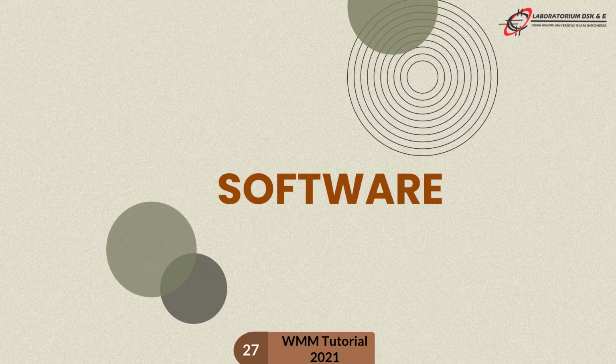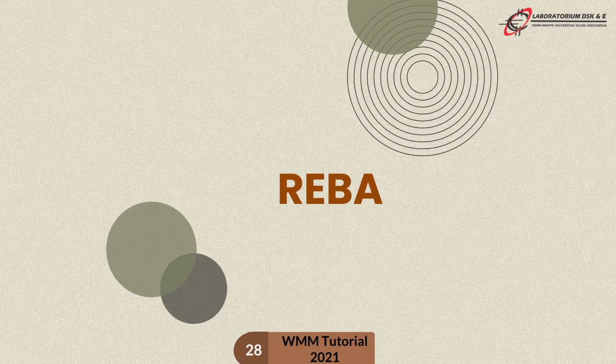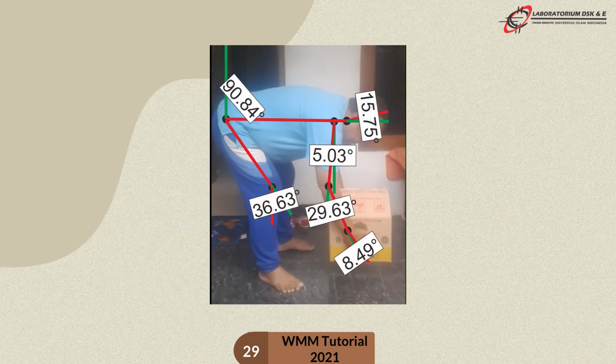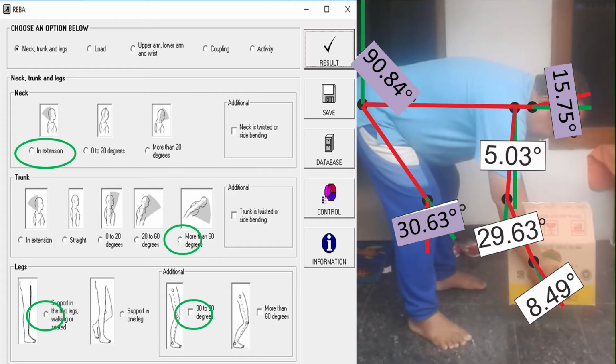Next session is a calculation using software. The first is REBA calculation using ErgoFellow software. After we determine the body angle of the activity, the first step we do is to open the ErgoFellow application and choose REBA. Fill in the assessment sheet starting from neck, trunk, and legs based on the previously measured angle.